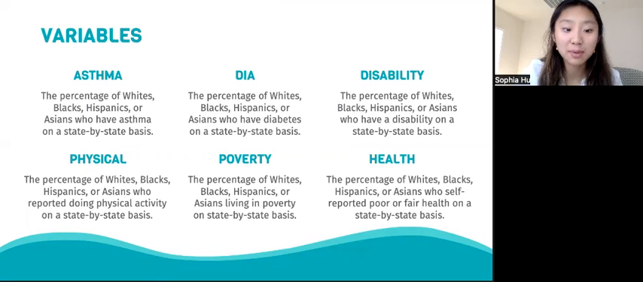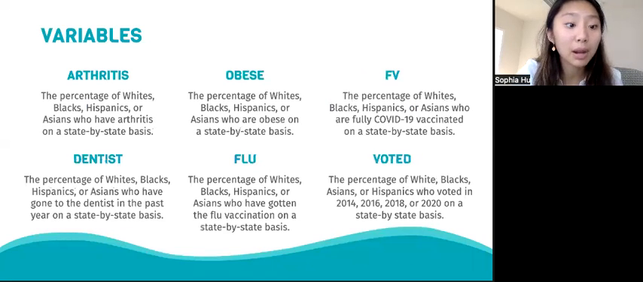Poverty, the percentage of whites, blacks, Hispanics, or Asians living in poverty on a state-by-state basis. Health, the percentage who report fair or poor health on a state-by-state basis. Next, arthritis, the percentage who have arthritis on a state-by-state basis. Obese, the percentage who are obese on a state-by-state basis. FV stands for fully vaccinated, which means the percentage of whites, blacks, Hispanics, or Asians who are fully COVID-19 vaccinated on a state-by-state basis. Dentist, the percentage who have gone to a dentist in the past year on a state-by-state basis. Flu was actually only the percentage of whites, blacks, or Hispanics.